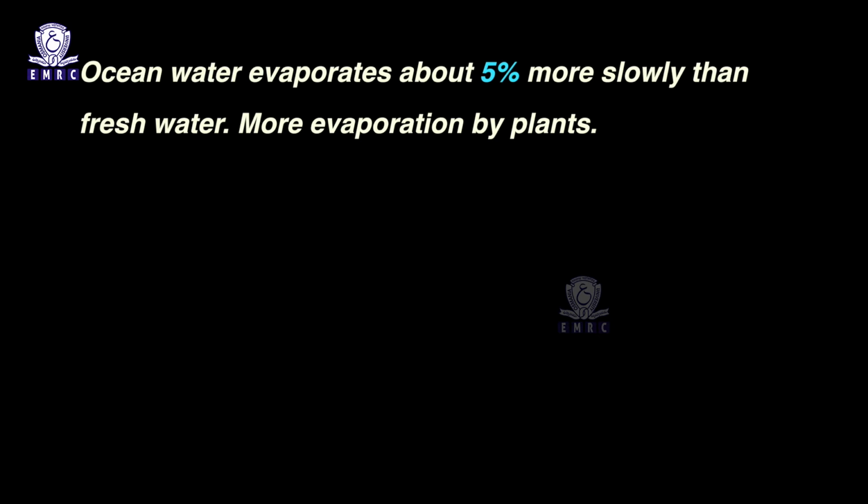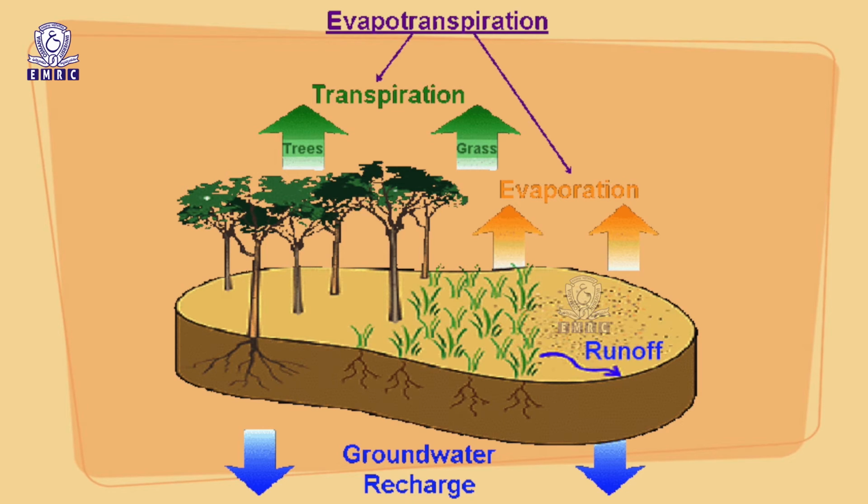So, you should understand the difference of evaporation over fresh water compared to oceanic water. Also, evaporation by plants: water from plants generally evaporates at a faster rate than from land.